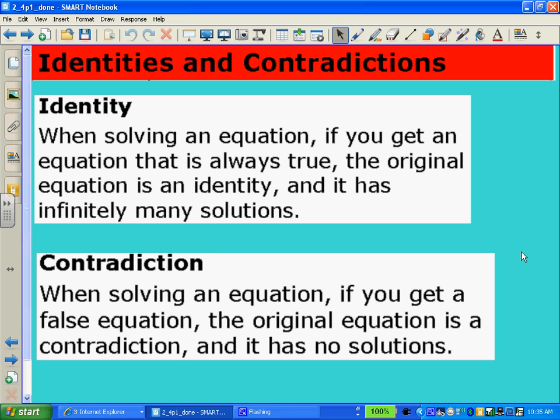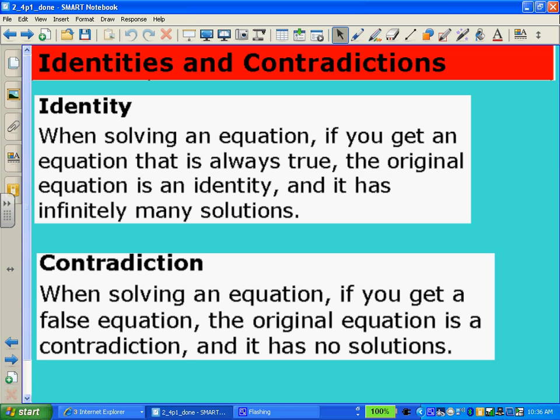I told you yesterday that we were going to talk about identities and contradictions today. Those are your two vocab words that you wrote down yesterday. Identities. So when we're solving an equation, if you get an equation that is always true, that's called an identity and it has many solutions. On the other hand, a contradiction: if you're solving it and you get a false equation, that means it's a contradiction and it has no solutions.